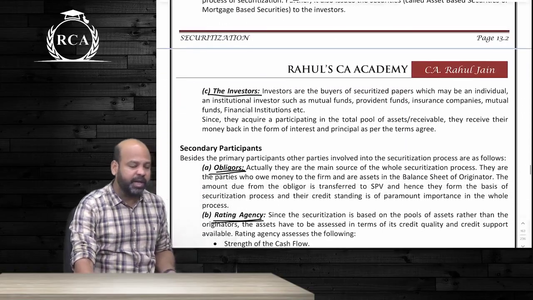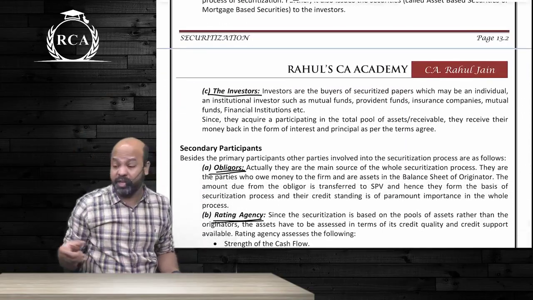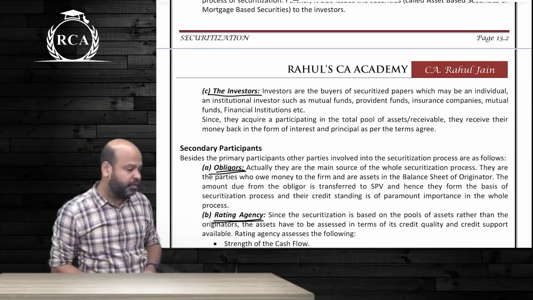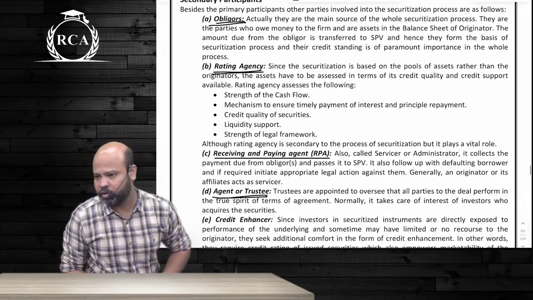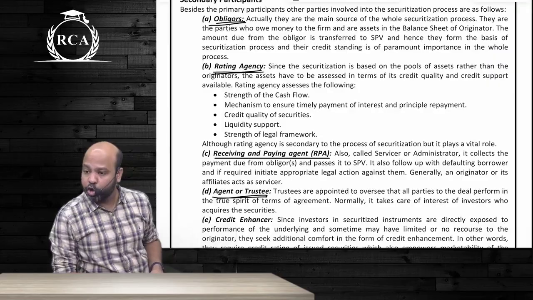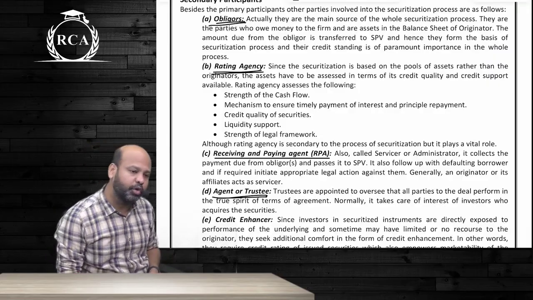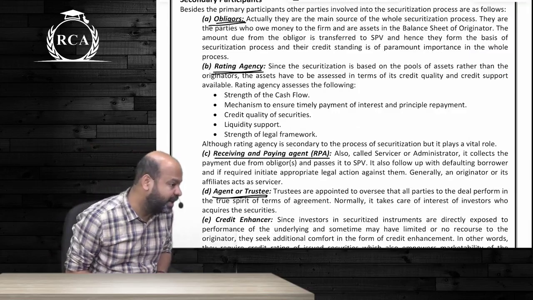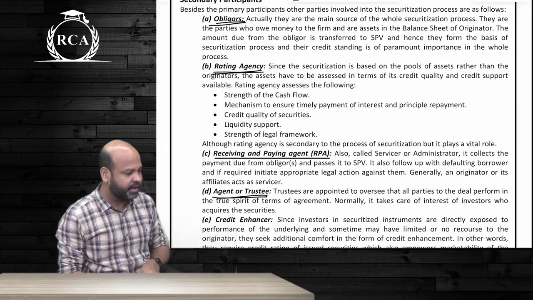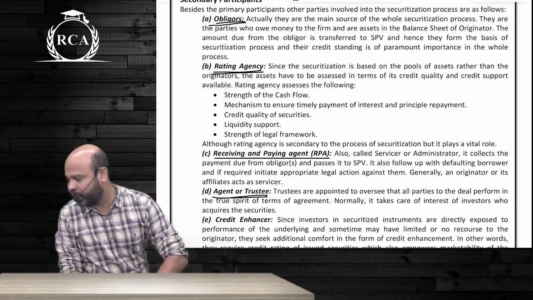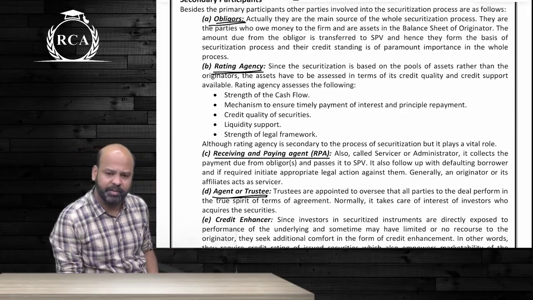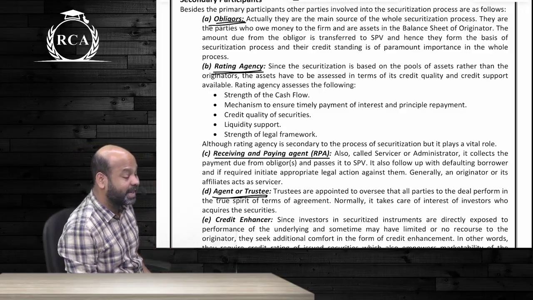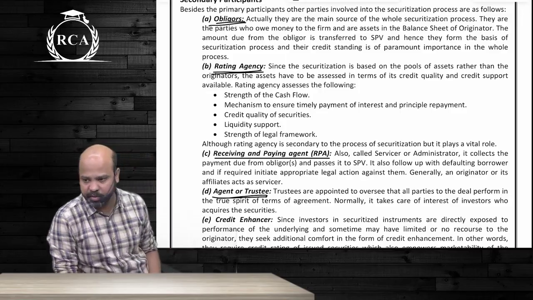Secondary participants, we have all the ones who are facilitating the process. The first one here is obligors. Obligors are nothing but the borrowers. These borrowers are the ones who have availed those loans. And then we have rating agency. What's the work of a rating agency here? I explained in the beginning, credit rating is mandatory so that we know what is the risk that is being taken by the investors of the special purpose vehicle.